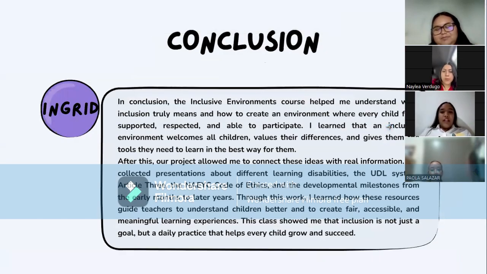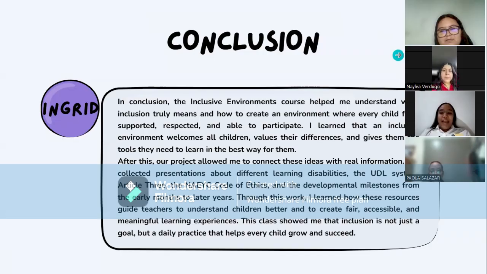In my conclusion, the inclusive environments course helped me understand what inclusion truly means: being supported, respected, and able to participate. I learned that an inclusive environment welcomes all children, values their differences, and gives them the chance to learn in the best way for them. After this, our project allowed me to connect these ideas with real information, with a collective presentation about different disabilities, the UDL system, Article 3, the NAEYC Code of Ethics, and the developmental milestones for 30 months to older children.